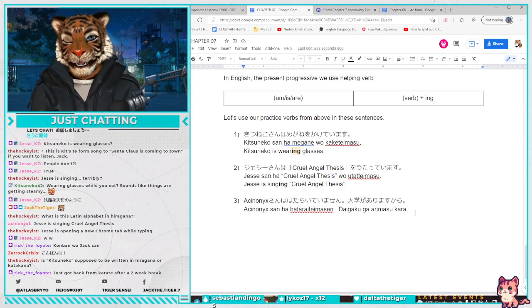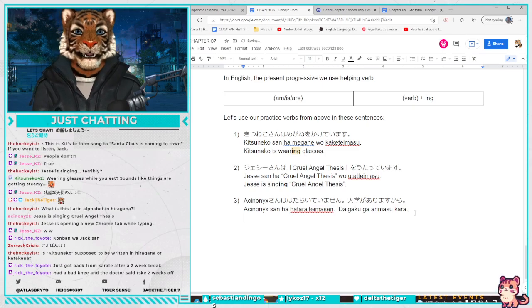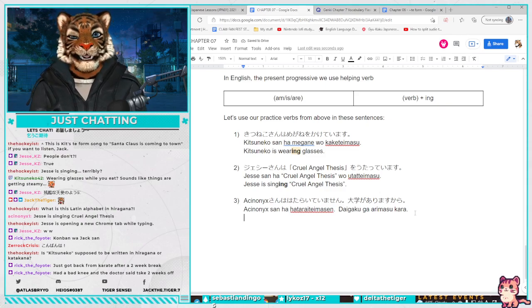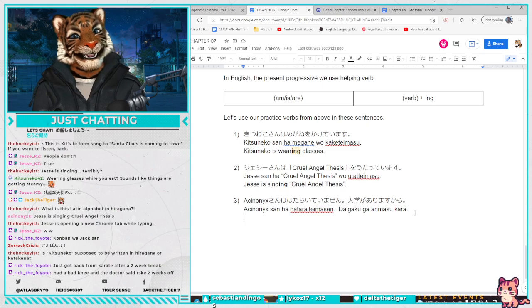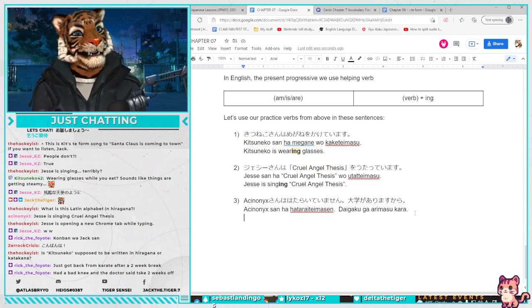What would this one mean? I'm combining some grammar that we learned from before too. Asanonic-san wa hataraitemasen. I have trouble saying that. Hataraitemasen. Daigaku ga arimasu kara.